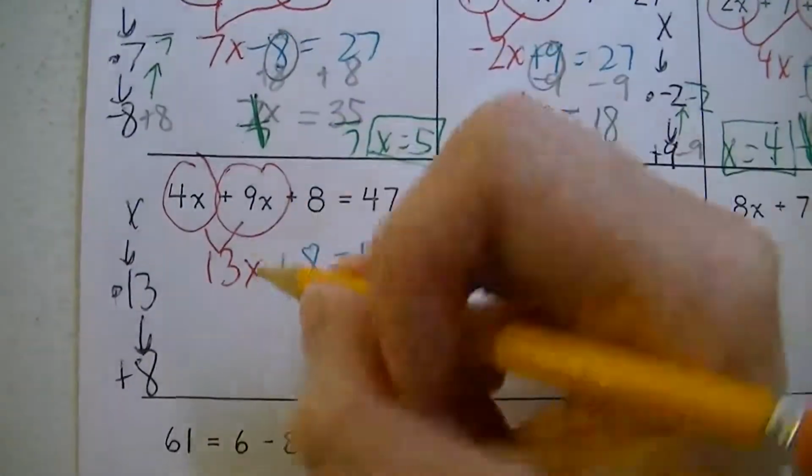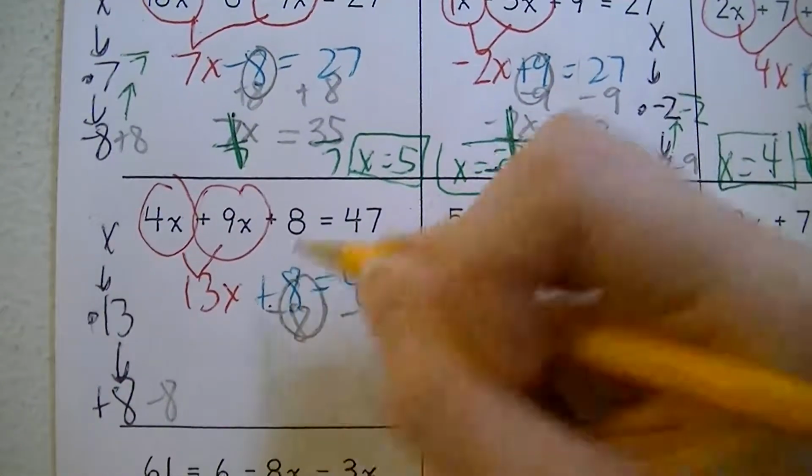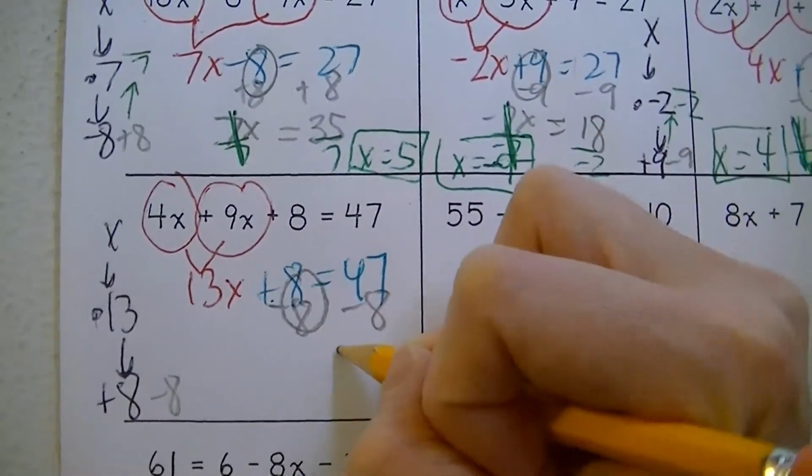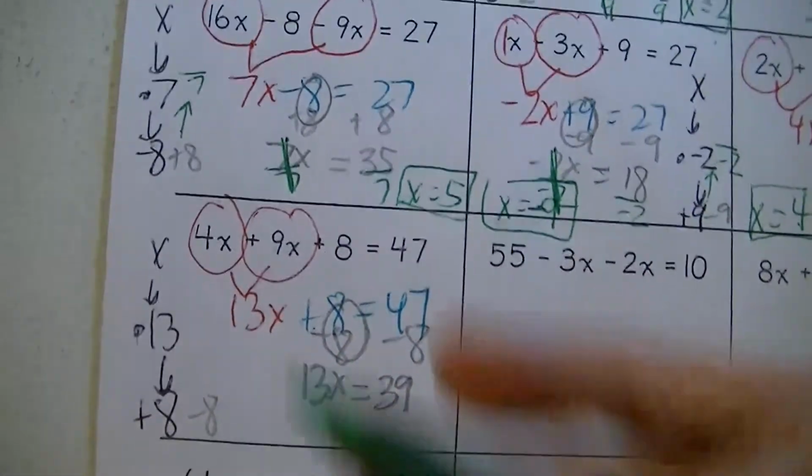Inverse operation of adding 8 is to subtract 8, so you're going to do that to both sides of that equal sign. 8 take away 8 is 0. 47 take away 8 is 39. Bring down your equal sign, bring down your 13 times x. Now go ahead and go on back up.